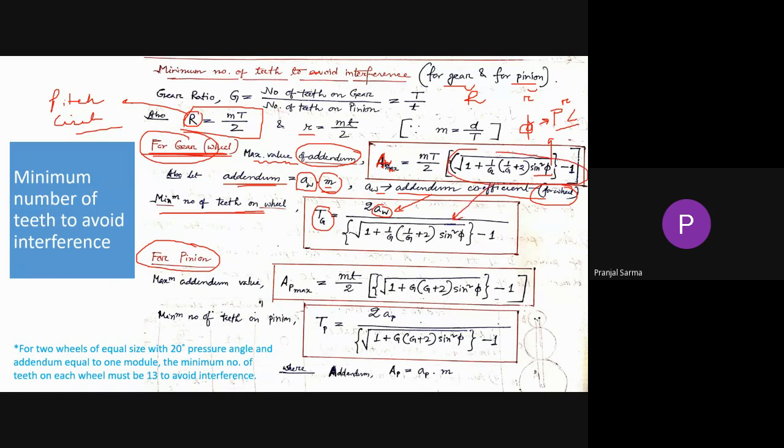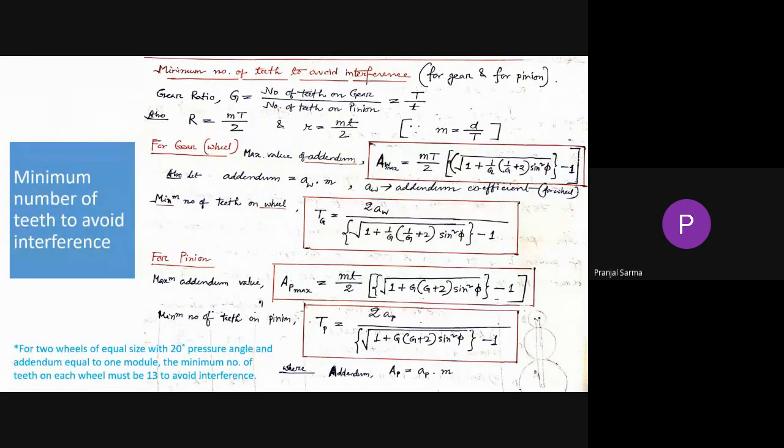Okay, so this is the expression for finding the minimum number of teeth for the wheel. You may note it down because this will be required while solving the problem.